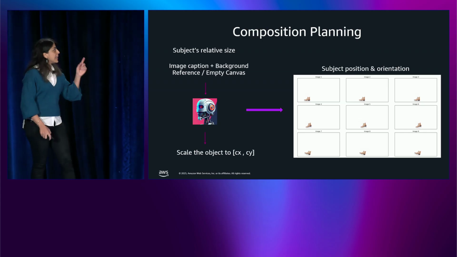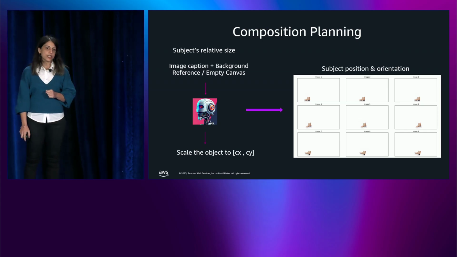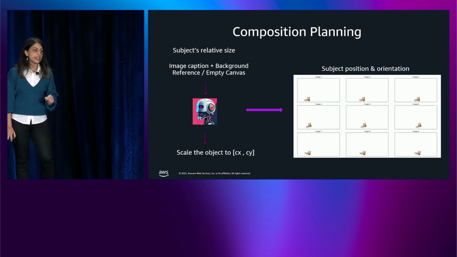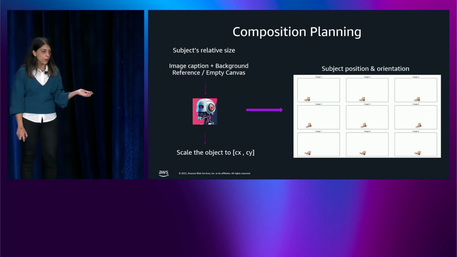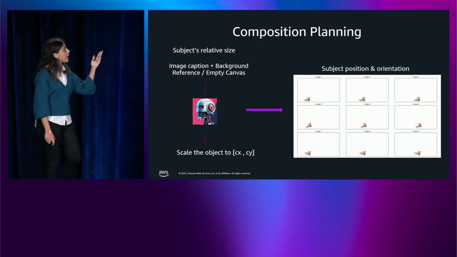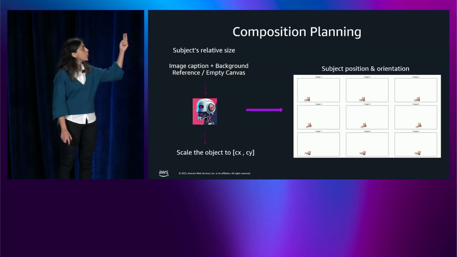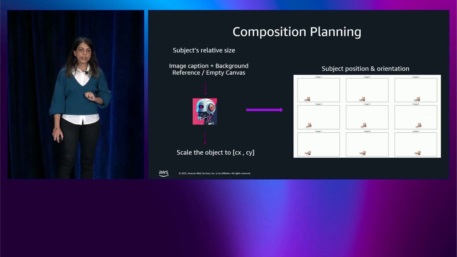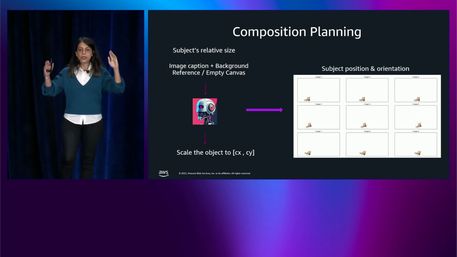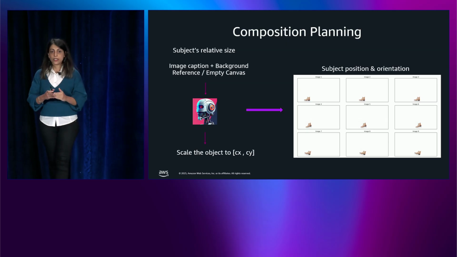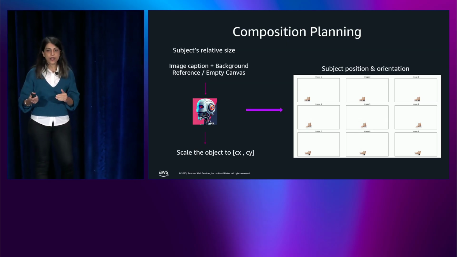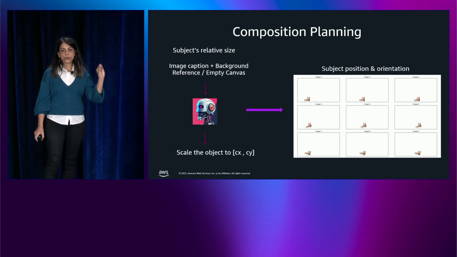Now, the relative size is a subjective task. It's not very easy, and that's why we're using Nova Pro for that, a multimodal model. We're using the multimodal capability of Nova Pro. Given the image caption, if you have a background reference as well, if you don't, we still feed Nova Pro with an empty canvas. Why? Because the dimensions of the canvas are going to be important as a point of reference for Nova Pro to understand how to scale our object.